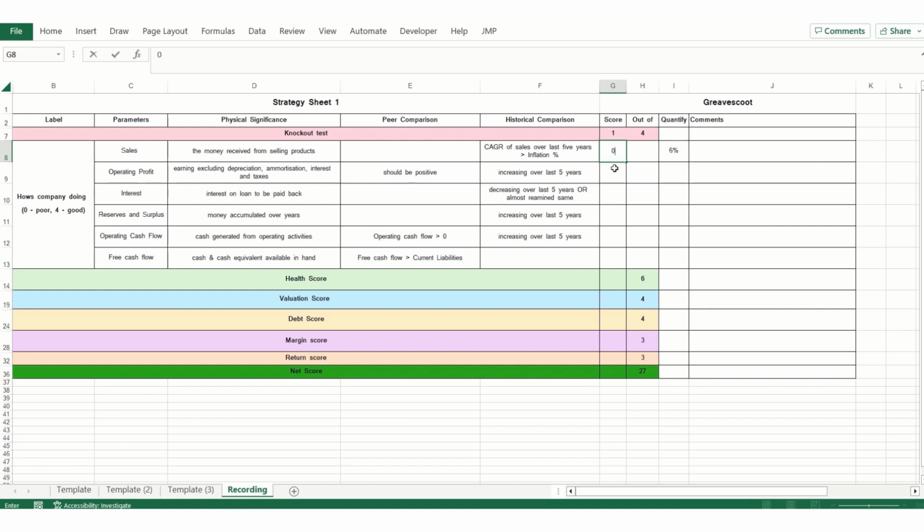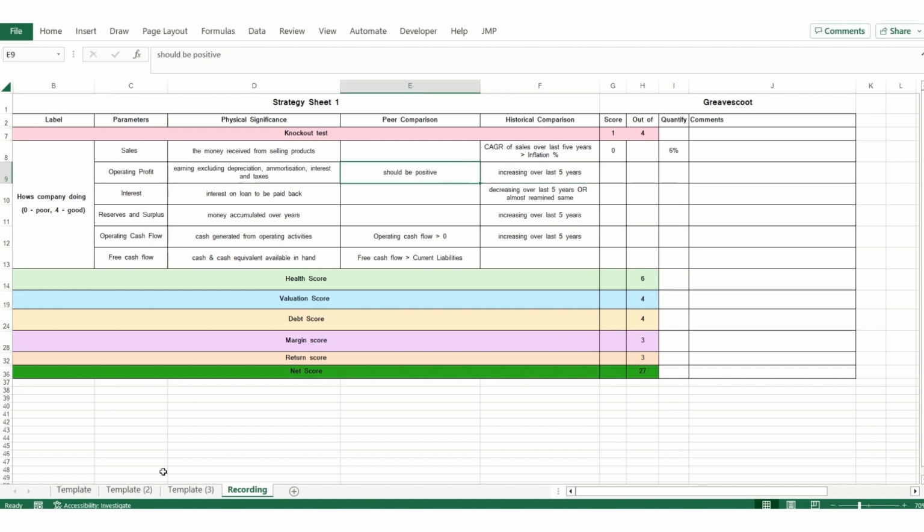Okay, now let's go to our second parameter, which is your operating profit. Your operating profit is your earnings excluding depreciation, amortization, interest, and taxes. Please feel free to go to lecture 2 to learn these terminologies if you are not sure of them. Now it should be positive. The first thing, operating profit has to be positive. And then it has to be increasing over the last 5 years. So we are going to multiply both of their scores, and if any one of these is 0, the net score will be 0.